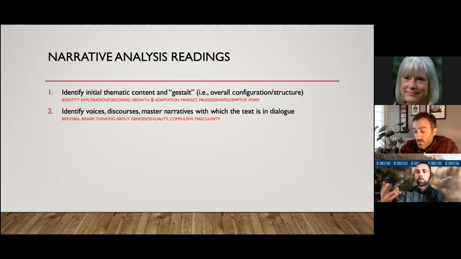And here we're really sensitized to what the voices are. This is also influenced by Bakhtin, Vygotsky, those kinds of philosophers and theorists. What kinds of voices from outside does Luke seem to be engaging with? Binary thinking about gender and sexuality, compulsive views around masculinity, perhaps.